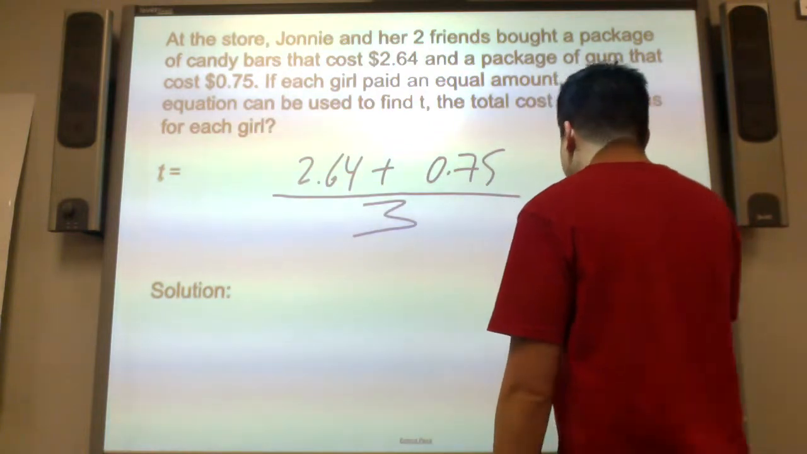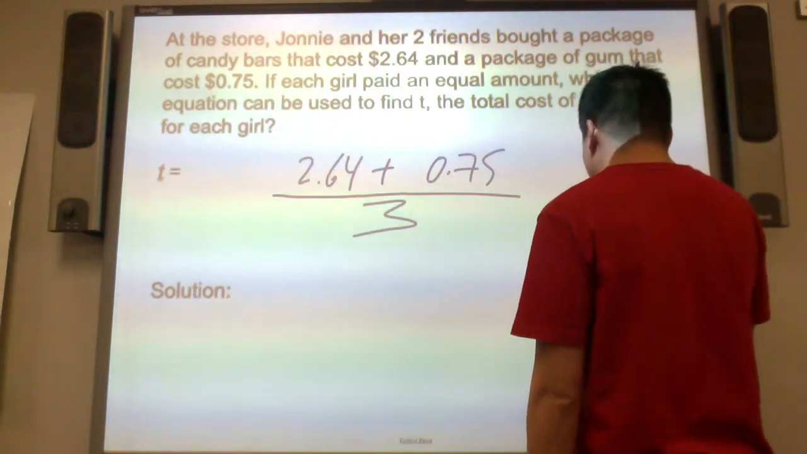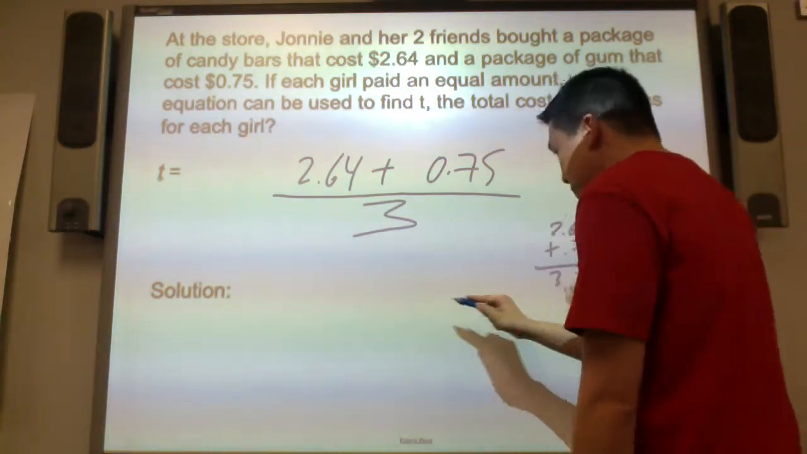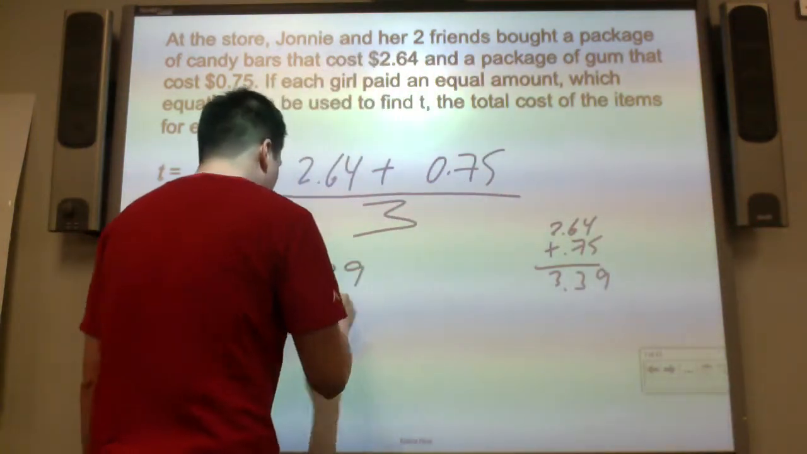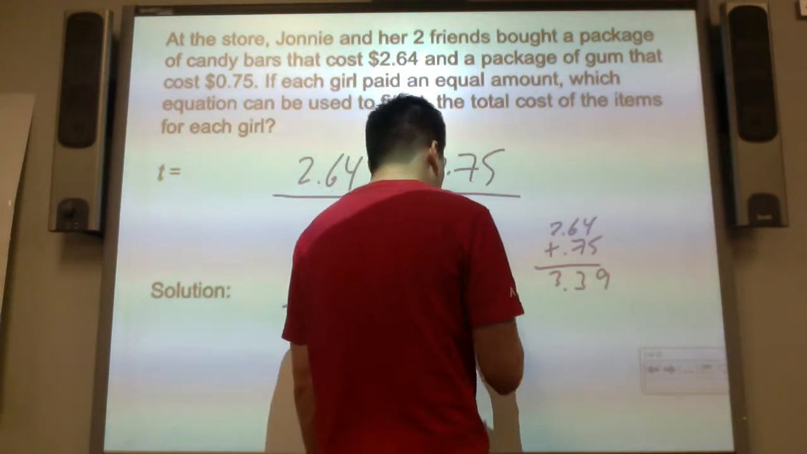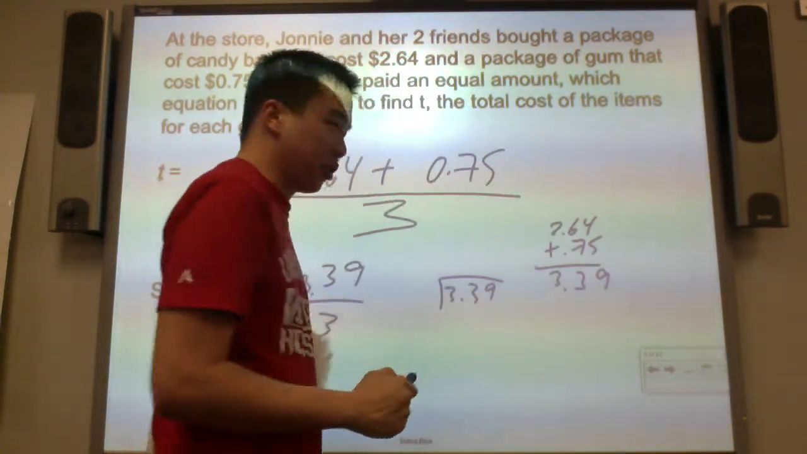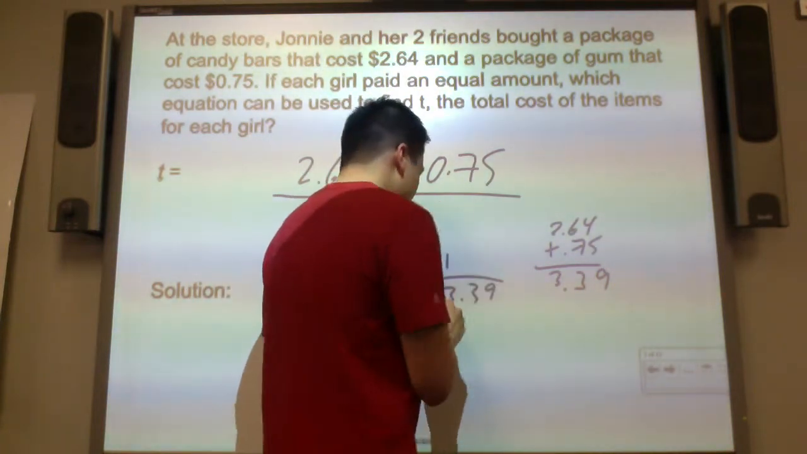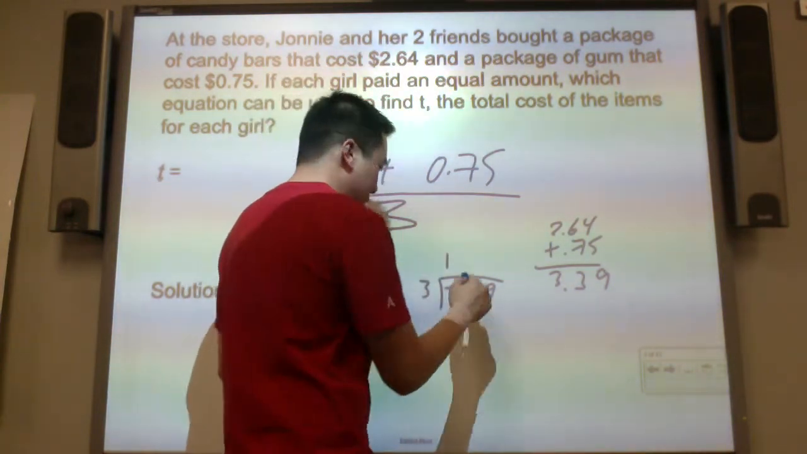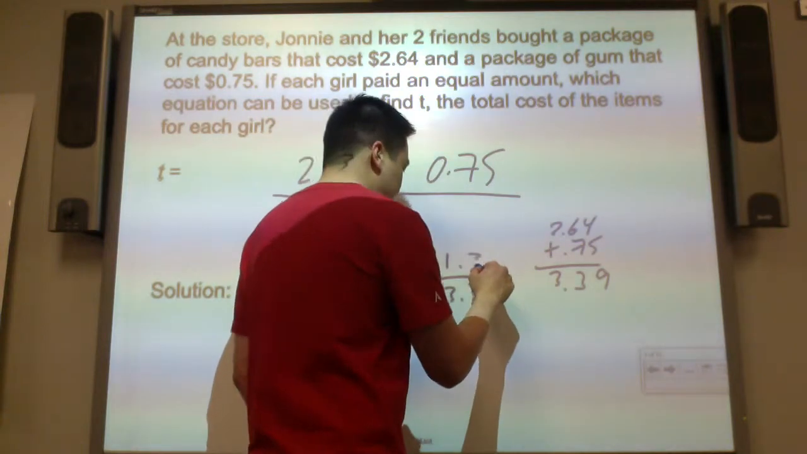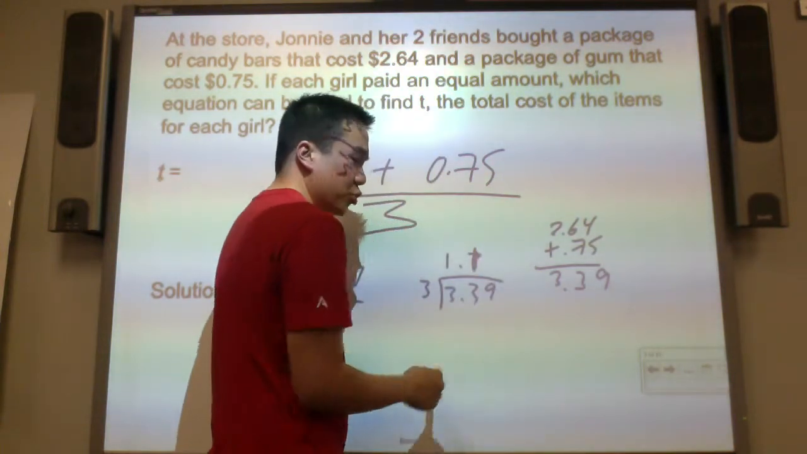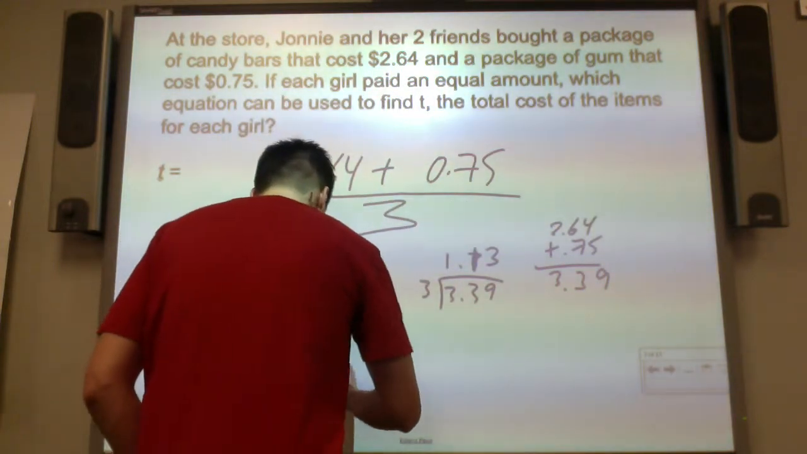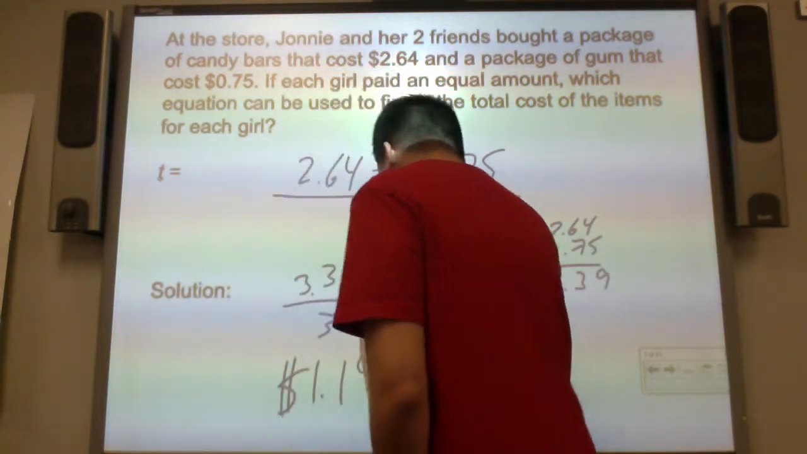So what's $2.64 plus 75 cents? They spent a total of $3.39. But then they had to split it between them. I'm hoping you knew it was 3, because I know some kids when they see this say, oh, it's just 2. So how many groups of 3 go in 3? 1 time. How many groups of 3 go in 3? 1 time. How many groups of 3 go in 9? 3 times. So each girl spent $1.13.